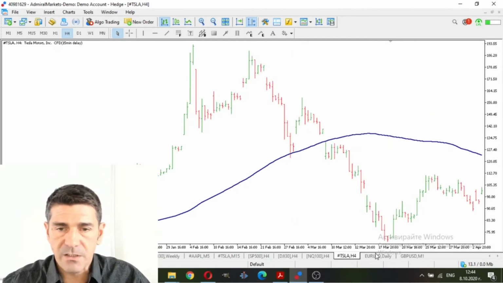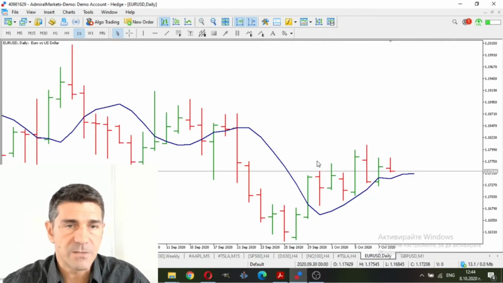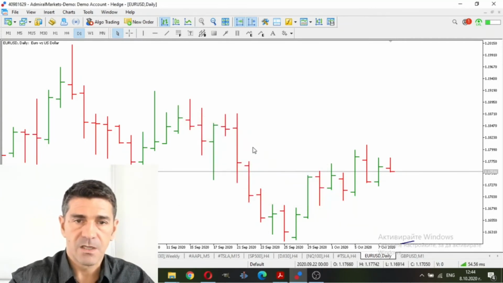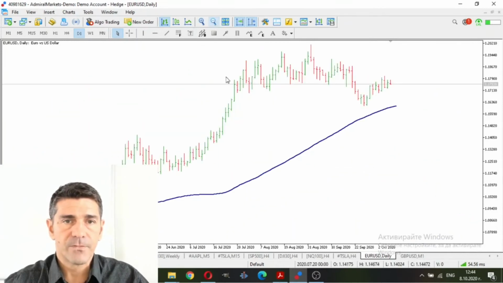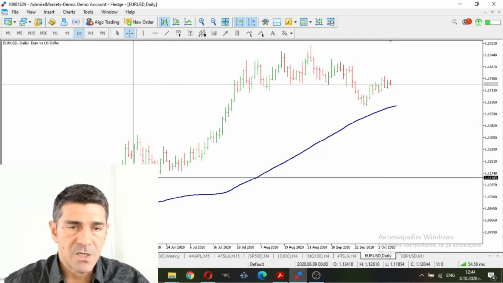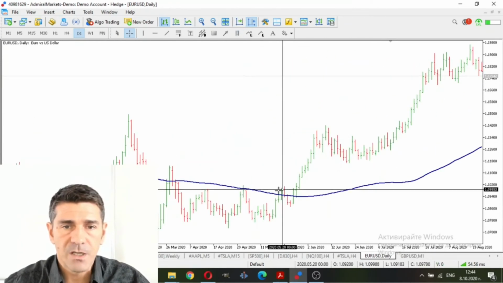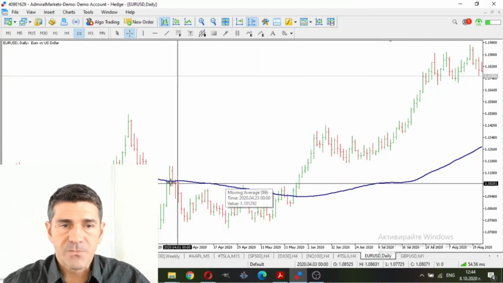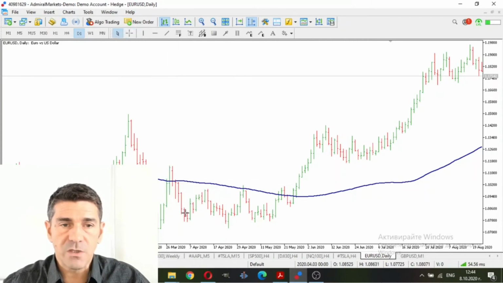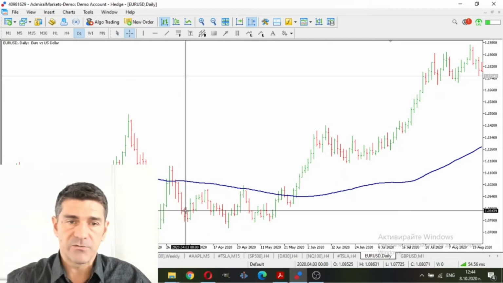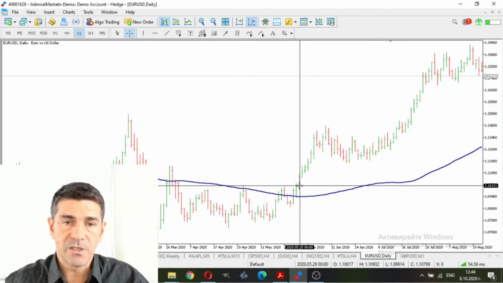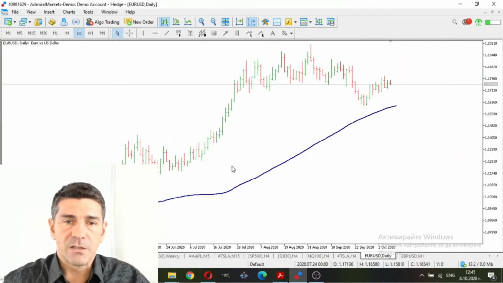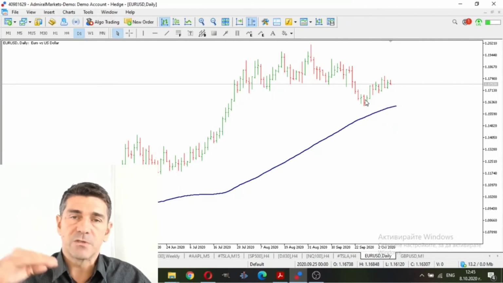Okay, let's take a look at a different chart. Here we've got euro dollar. Here again, before this moment, the moving average is playing the role of a moving resistance level until the moment when we have a clear breakout, and since then the prices start moving up, and also the moving average itself starts moving up.